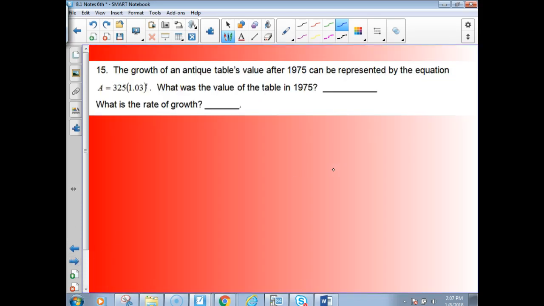All right, the growth of an antique table's value after 1975 can be represented by the equation A equals 325 times 1.03 to the t. What was the value of the table in 1975 looking at the equation? All right, $325. What is the rate of growth? Nope, 1.03 is equal to 1 plus the rate of growth, guys. 0.03 then is the rate of growth, which as a percentage is 3%. All right, got to take away 1.